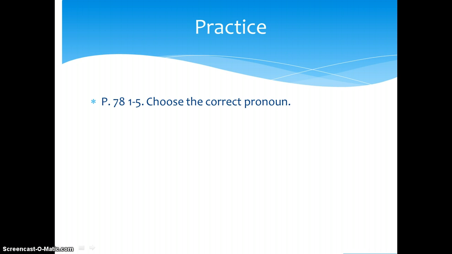So let's practice on page 78, 1 through 5. Choose the correct pronoun. This one's a little bit different than the previous practice. You are choosing the correct word or words in parentheses, the pronoun that agrees with the indefinite pronoun antecedent. And flip back to the chart on page 76 if you're not sure. And I will be checking these tomorrow. Have a great night.